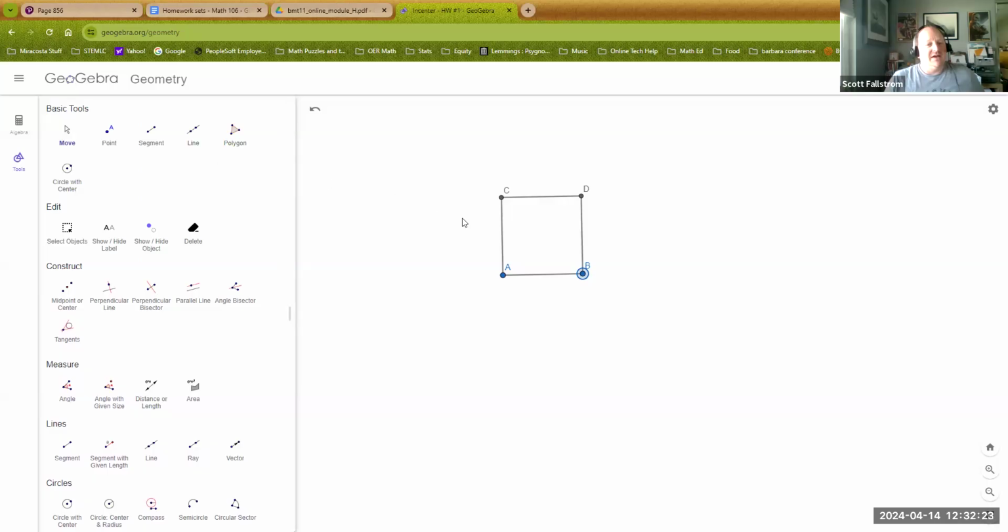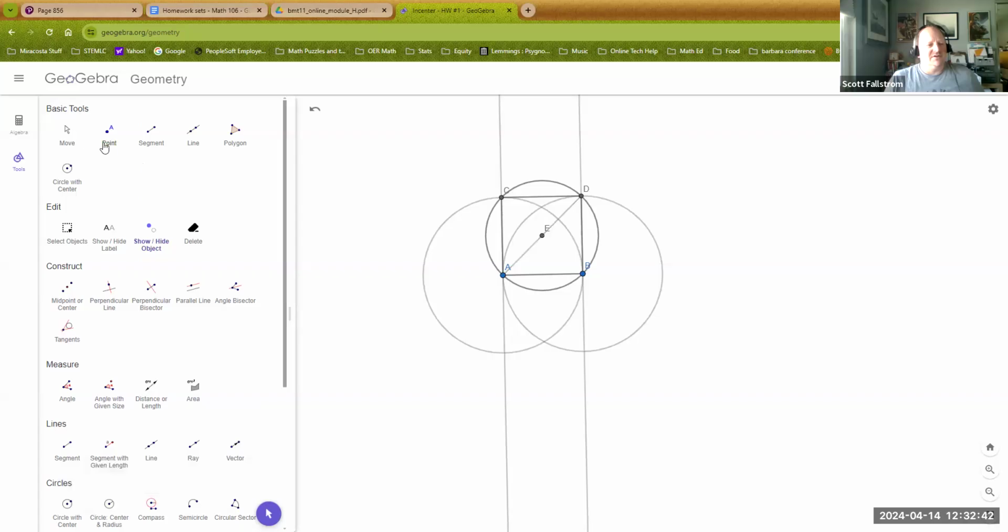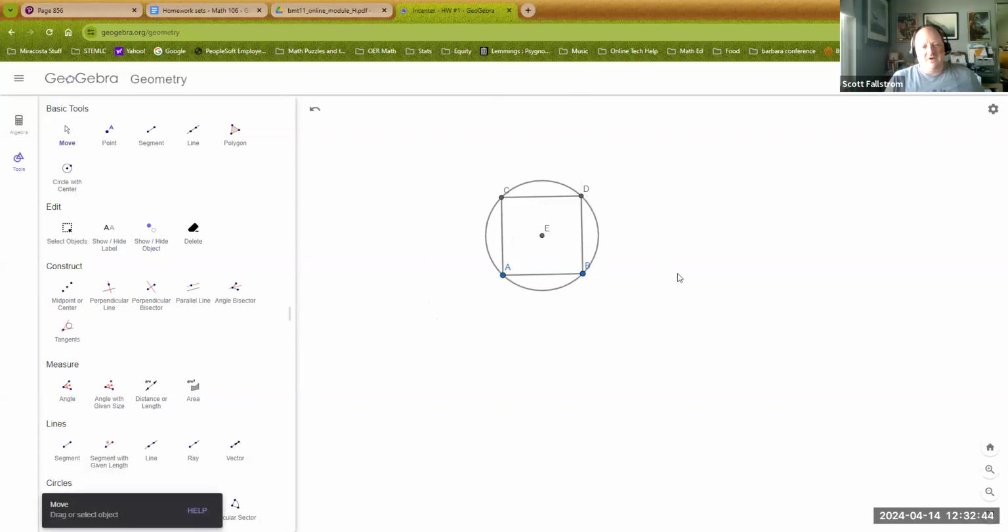Now I need to make a circle that goes perfectly around this. And the way to do that, or at least the quickest way to do that, is to build a segment, then click midpoint and choose the midpoint. Make that midpoint the center of the circle, and then extend the circle out to the edge. And now you've got a perfect circle going around a square. Okay, so there we go.